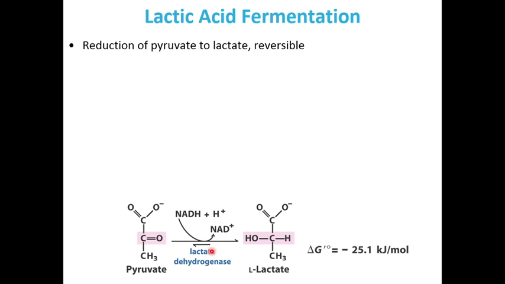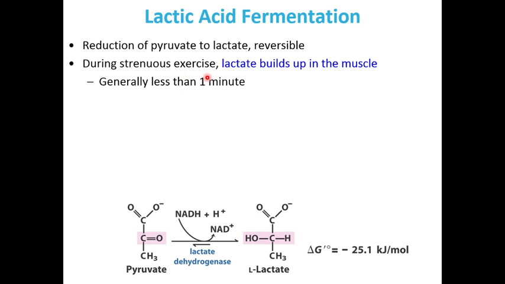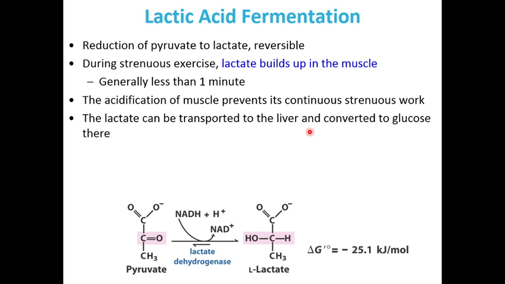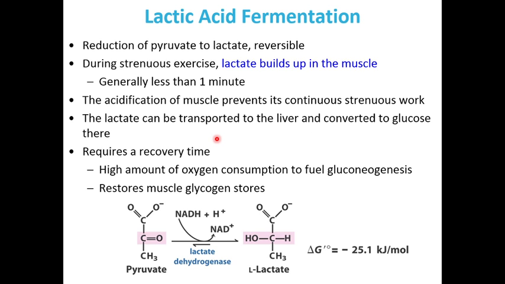And this is a reversible process. During strenuous exercise, lactate builds up in the muscle, generally in less than 1 minute. The acidification of muscle prevents its continuous strenuous work. The lactate can be transported to the liver and converted to glucose there. This requires a recovery time, with a high amount of oxygen consumption to fuel gluconeogenesis and restore muscle glycogen stores. And that is the function of lactate. Hence, lactic acid fermentation is an important process that happens in humans as well.